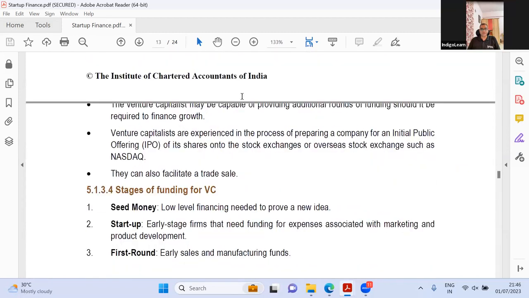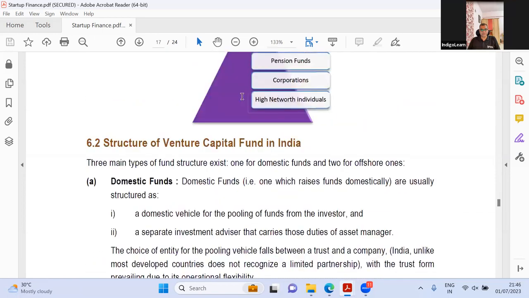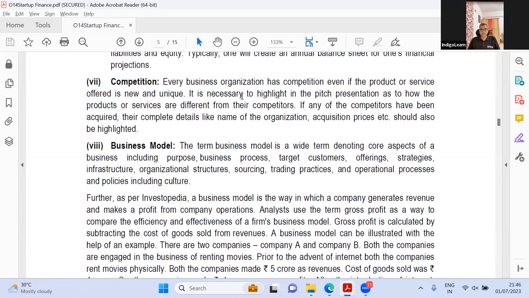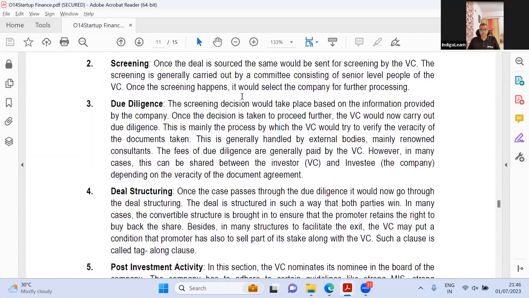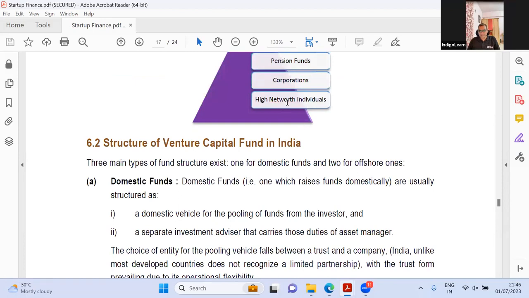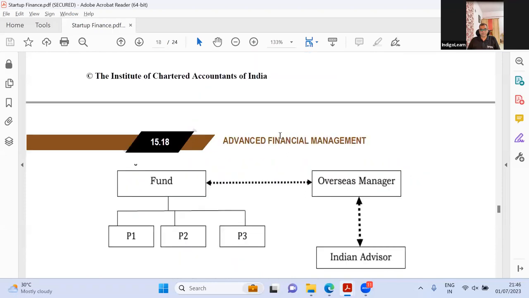Exit plans. VC funds in India, this is pretty much the same. I don't think there's anything different there. VC funds in India. So I think that is something that they've added new. They will do pretty much the same. I don't see any difference. High net worth. I think there's some error here also. Anyway, structure of venture capital is pretty much the same.